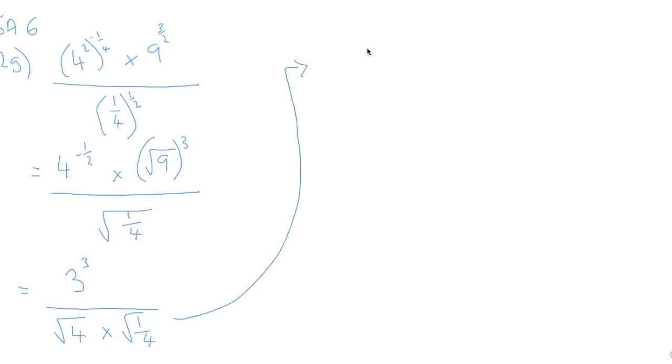Okay, so 3 cubed is 27 over square root of 4, which is 2, times the square root of 1 over 4, so square root top and bottom, you end up with 1/2. 27 over 2 times 1/2 is just 1, so your answer is 27. All right, I'm going to stop and make another video for the next one.